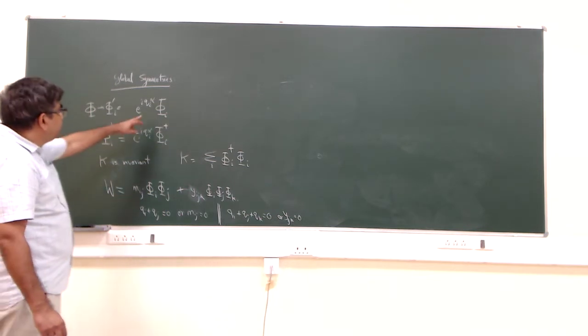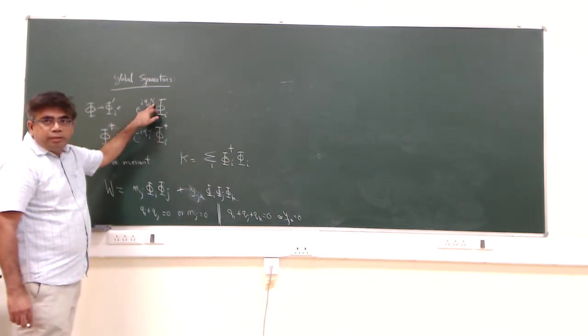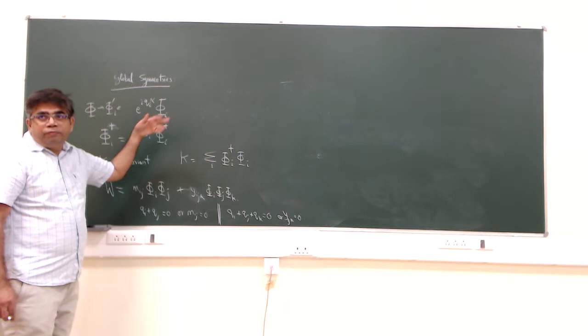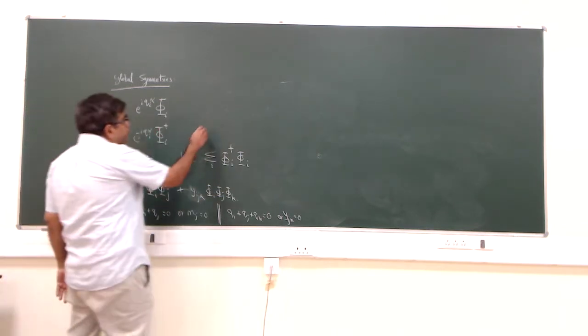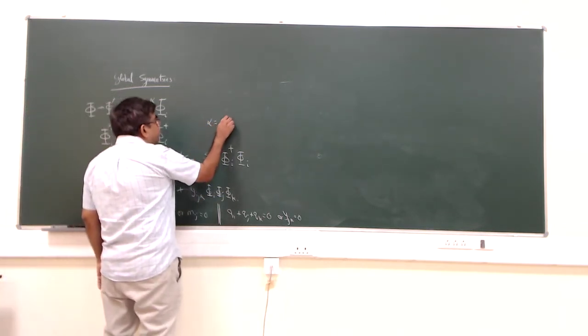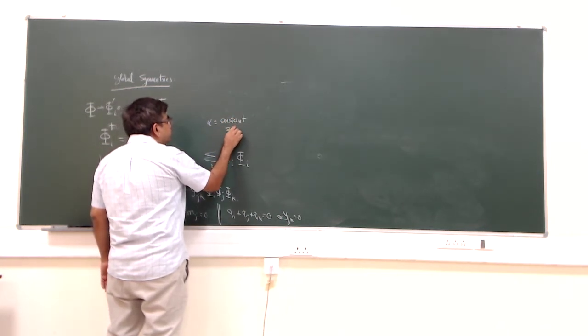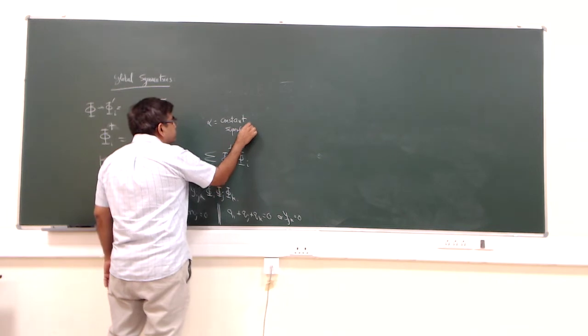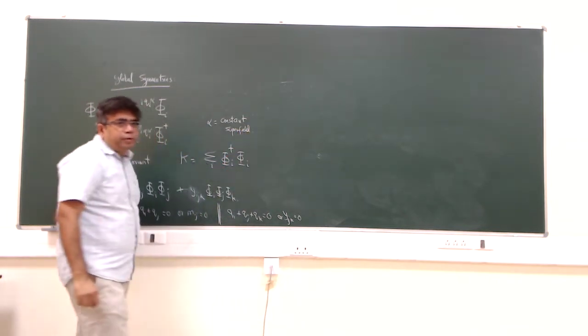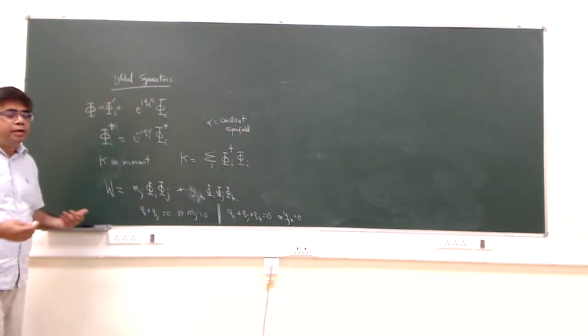Now, what is this alpha? This alpha is some free parameter, right? So this alpha can be thought of as some constant superfield, some alpha or beta.